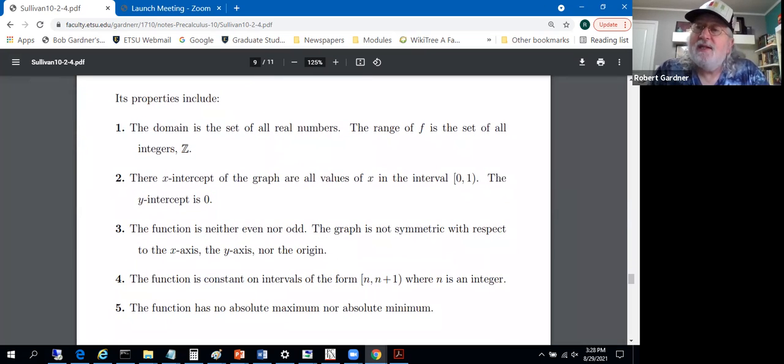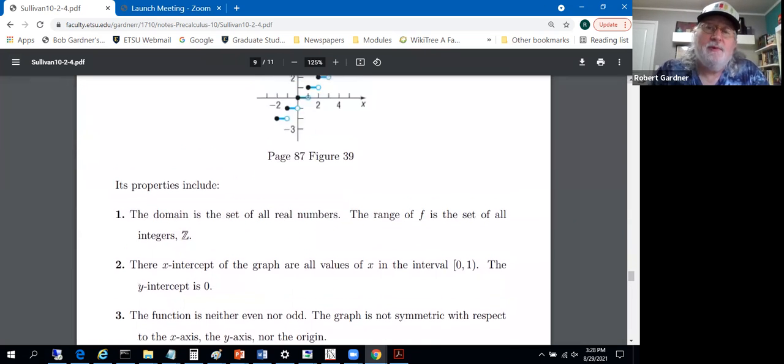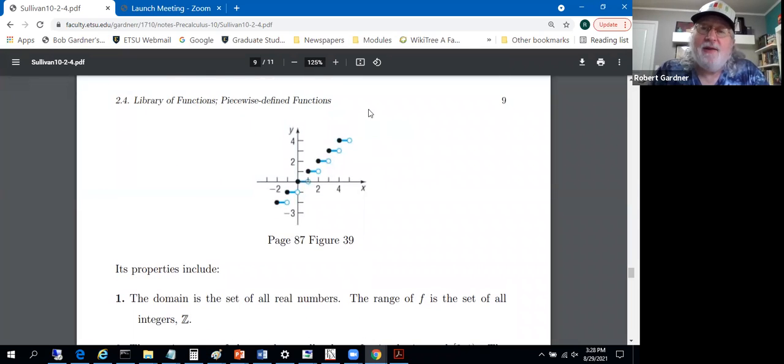Maxes and mins, it's unbounded. The range is the integers, it's unbounded. There's not a highest point or lowest point on the graph, it continues without bound in both directions, so no extrema.